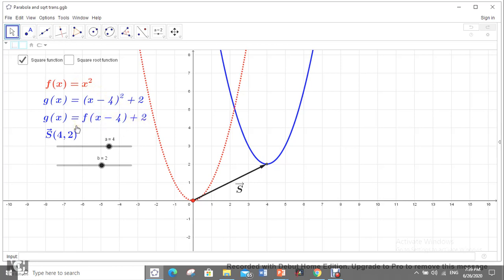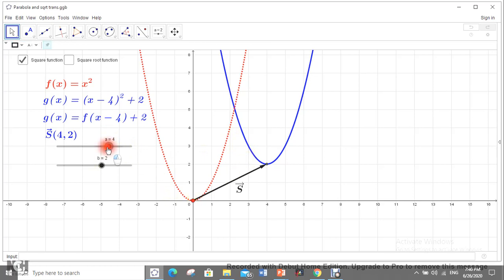According to the rule, the translation vector will be (minus a, b). Here a is minus 4 and b is 2, so the translation vector will be (4, 2). Thus we can deduce that the graph of the function g has the same form as the curve of f, but translated by this vector, (4, 2), as you see. So the curve of g will be the blue one, and this is the translation vector.